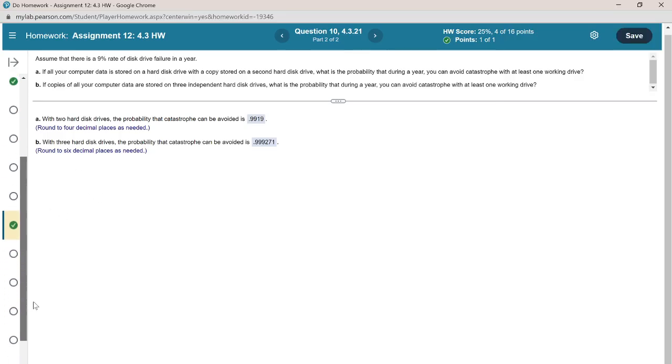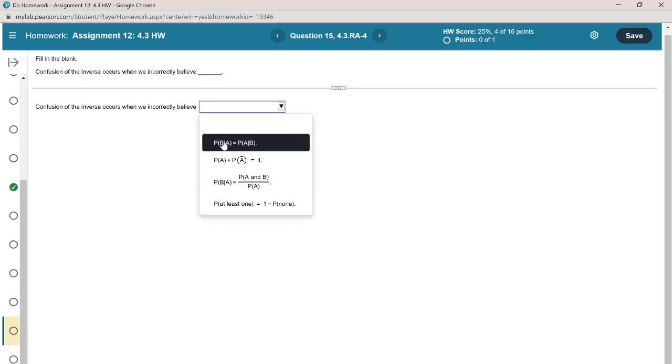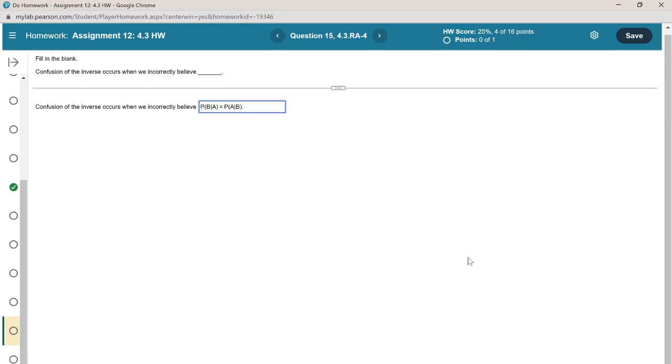Okay, so let's go to another one. These are some definitions we covered in this section. Confusion of the inverse occurs when we incorrectly believe that these two are equal.